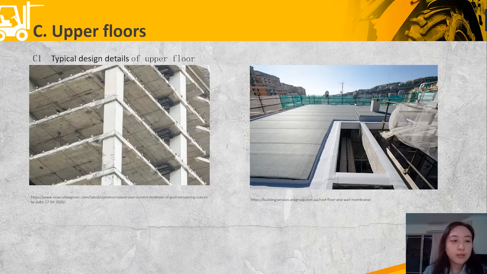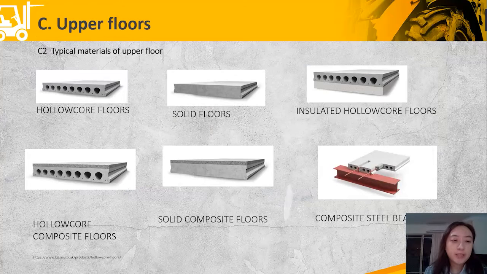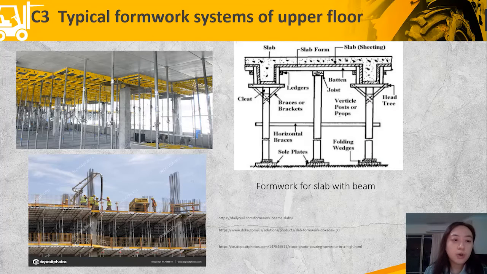The precast concrete floor has been widely used in many high-rise buildings. The first picture shows the upper concrete floor, and the second is the roof on top of them, which needs waterproofing on the external skin. There are many types of concrete floor, such as hollow core and solid floors. Formwork provides a horizontal surface and a vertical boundary.